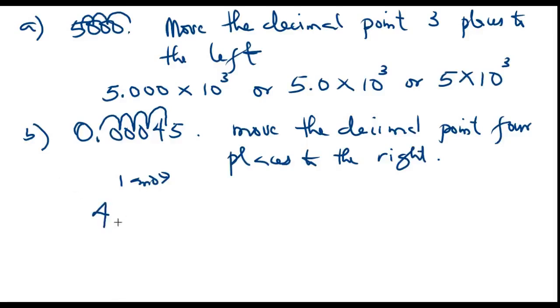So you have 4.5 times 10. Now, looking at the number given to us, it is less than 1, and the power of 10 will be negative. So negative, how many times would we count? 1, 2, 3, 4. That will be negative 4. So 0.00045 in standard form will be 4.5 times 10 to the power of negative 4.